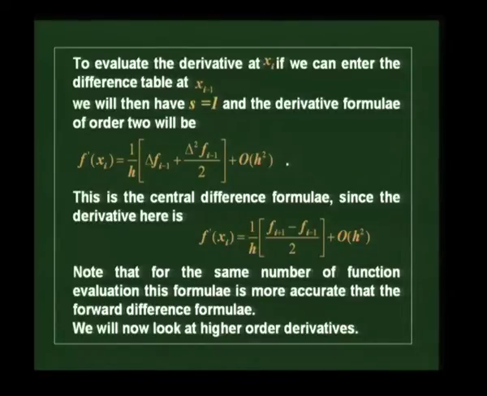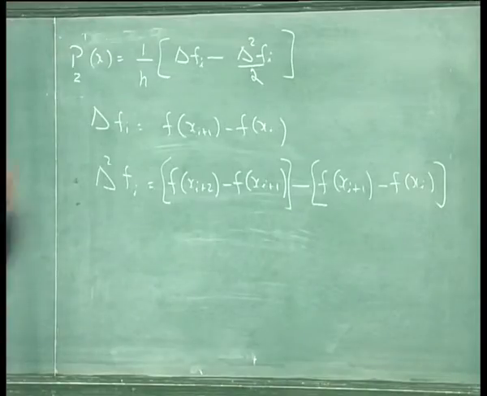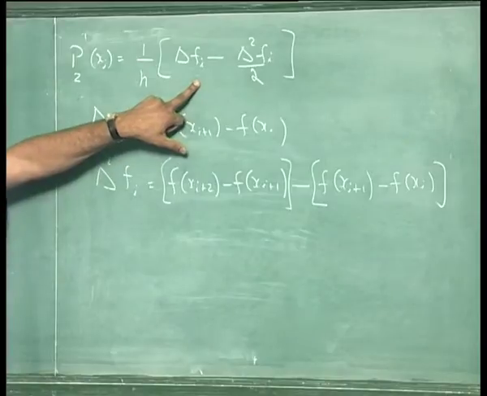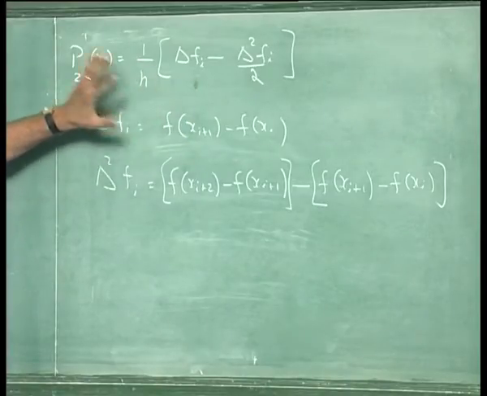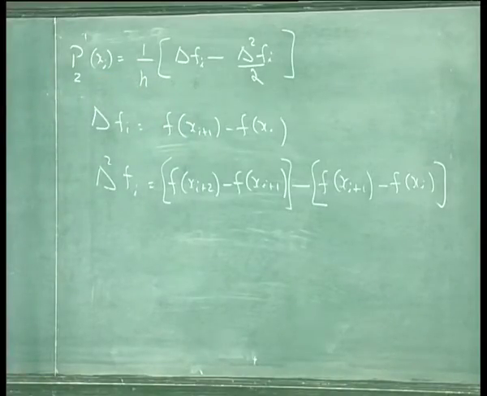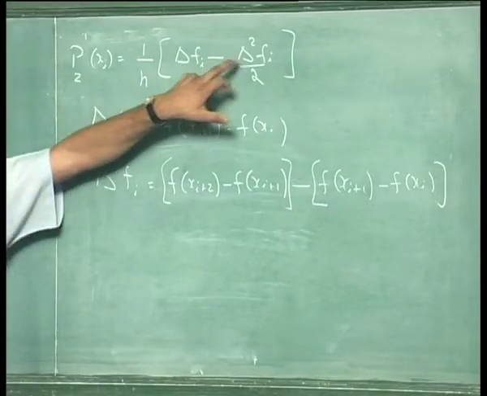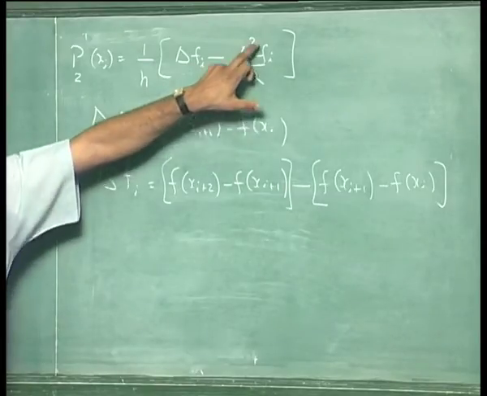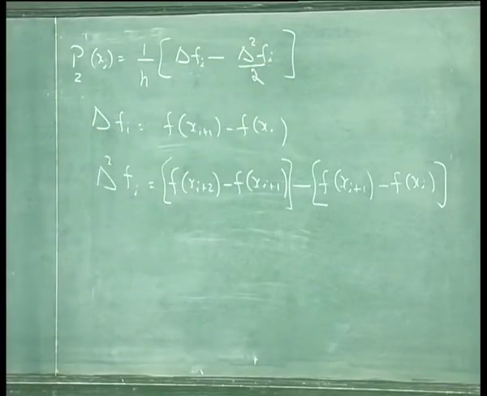Now to evaluate the derivative at xi, we can also do another thing, and that is to center at xi minus 1. The formula we obtained here evaluates the derivative at xi by centering at xi. But we could say that I don't want to center at xi, I will center at xi minus 1, and again use two terms. So this will be delta f of xi minus 1 plus delta 2 f of xi minus 1 by 2. I can do that.